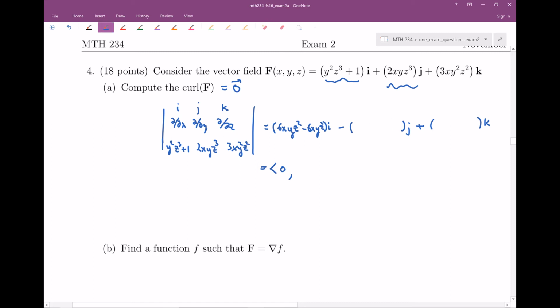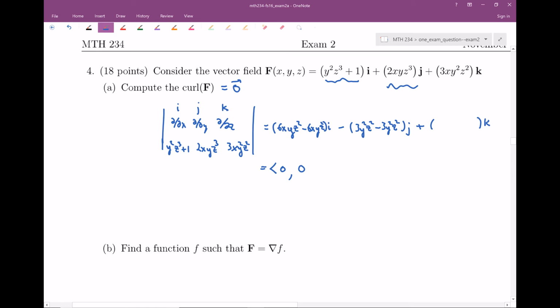Okay, for the second component of my curl vector, I'm going to cross off the first row and the second column. So I'm going to be taking the partial with respect to x of 3xy squared z squared. So that's going to give me 3y squared z squared. And then I'm going to go ahead and subtract, let's see, the partial with respect to z of our first component. So that 1 goes to 0, and let's see, the partial with respect to z, so that 3 comes down, so I have 3y squared z squared. Thank goodness. So I get out 0.